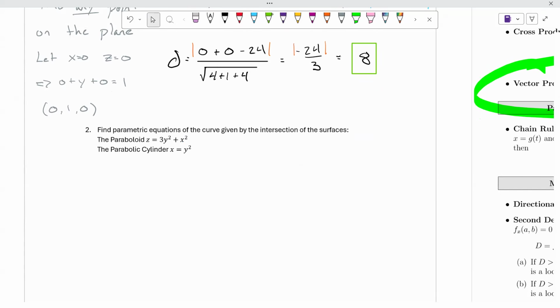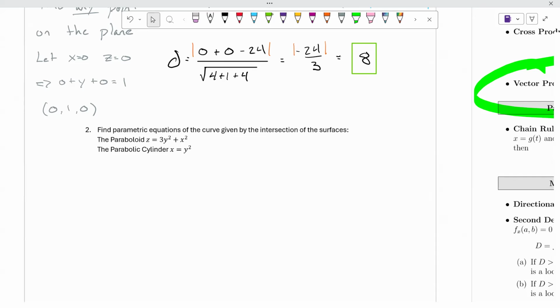Let's look at another question. I want parametric equations of the curve of intersection between the surfaces, that paraboloid and that parabolic cylinder. So if I'm going to try to find a parametric set of equations for an intersection, we have two main paths that we go down for trying to find parametric equations. One of those is to try sine and cosine.